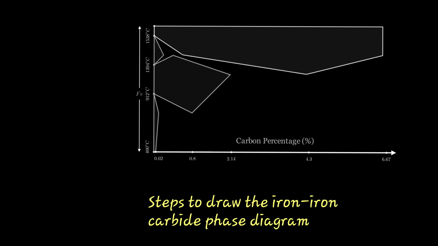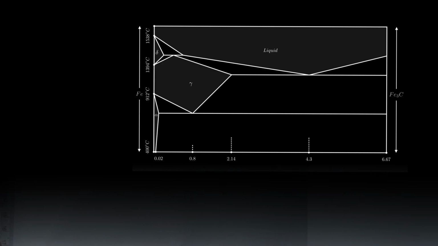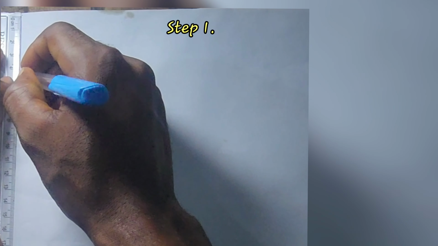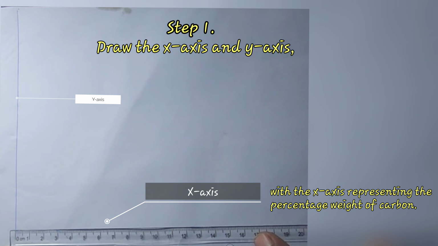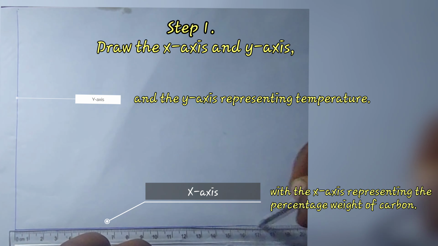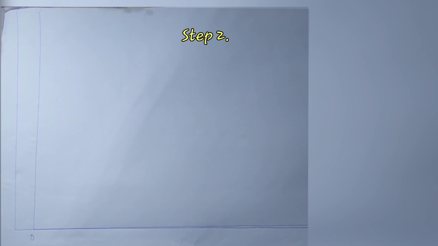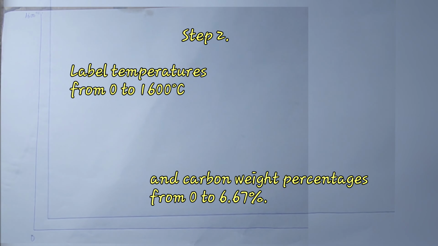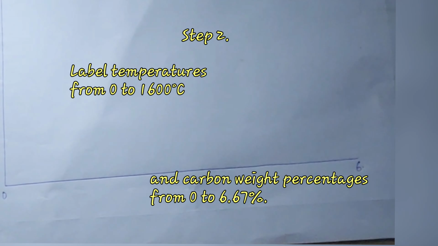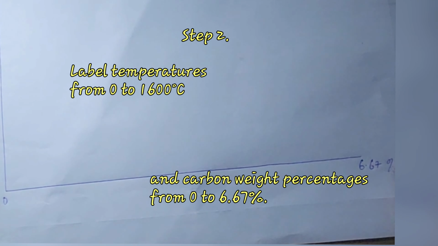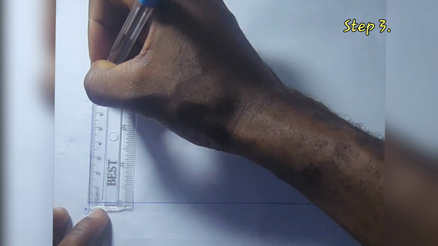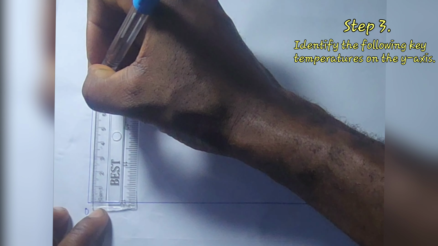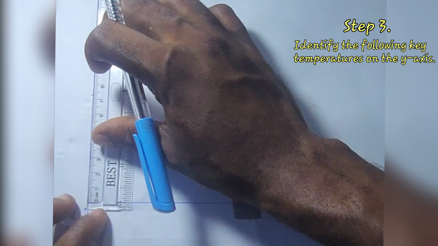Steps to draw the Iron-Iron Carbide phase diagram. Step 1. Draw the X-axis and Y-axis, with the X-axis representing the percentage weight of carbon and the Y-axis representing temperature. Step 2. Label temperatures from 0 to 1600 degrees Celsius and carbon weight percentages from 0 to 6.67%. Step 3. Identify the following key temperatures on the Y-axis.